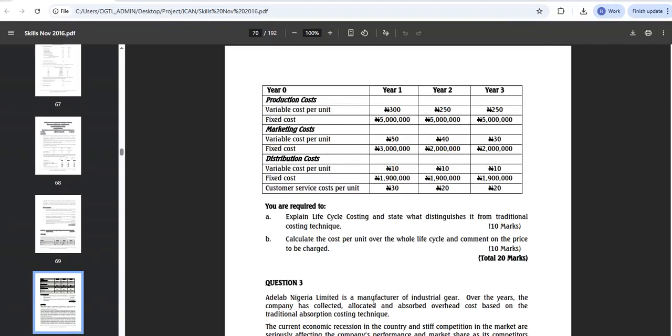You are required to: A. Explain life cycle costing and state what distinguishes it from traditional costing technique. Then B. Calculate the cost per unit over the whole life cycle and comment on the price to be charged. The question proper.